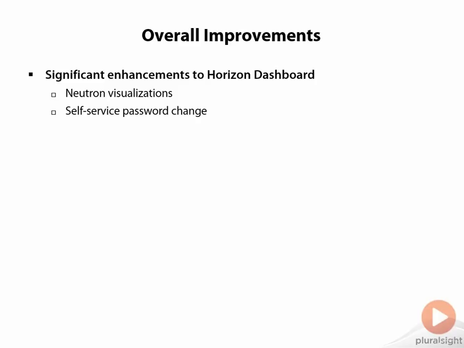This allows us to provide a graphical representation of what networks look like in a consumer's OpenStack environment. So each tenant can take a look at what networks they have available and how they're attached to their different components. We also saw the addition of self-service password change. While that sounds like something that would have been baked in out of the box, in fact, it was actually something that's only been released with the most recent version inside Havana.